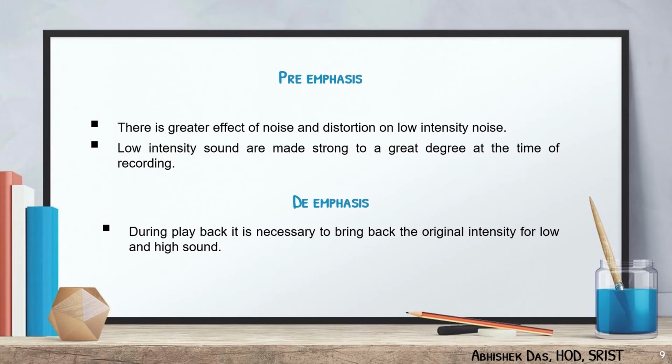Already we have heard the terms pre-emphasis and de-emphasis. Now we have to know what pre-emphasis is. The effect of noise and distortion is greater on low intensity sound. So low intensity sounds are strengthened to a great degree at the time of recording. This is known as pre-emphasis. And what is de-emphasis? During playback, it is necessary to bring back the original intensity of low and high sounds, and this is known as de-emphasis.